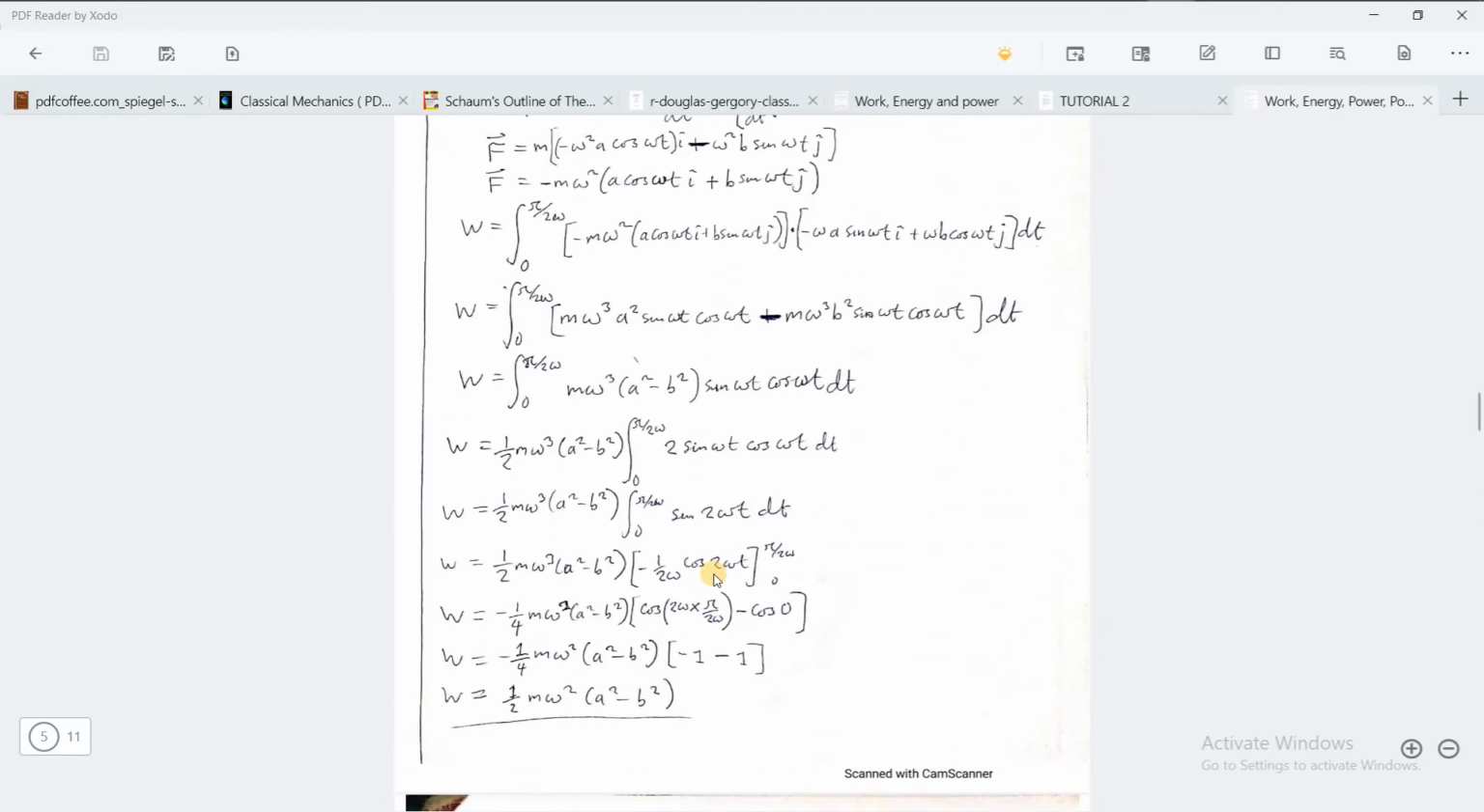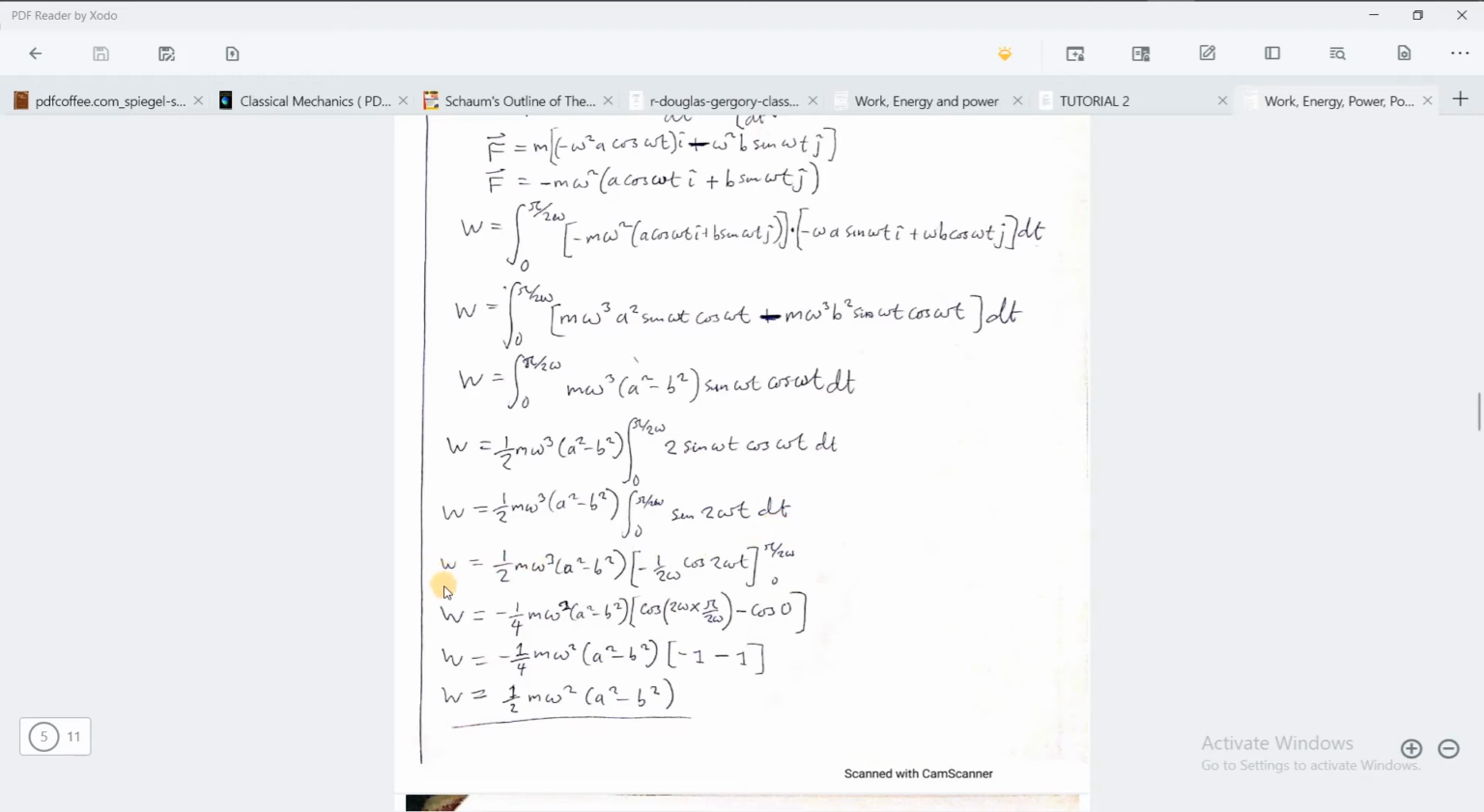So now this is an identity which gives sin 2 omega t. This identity is equal to this, and these constants are written as they are. The limits run from 0 to pi over 2 omega as usual, with respect to dt.